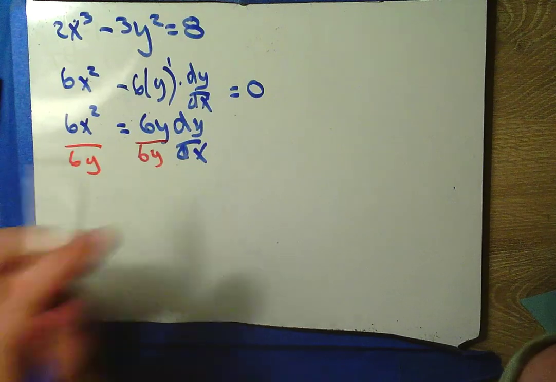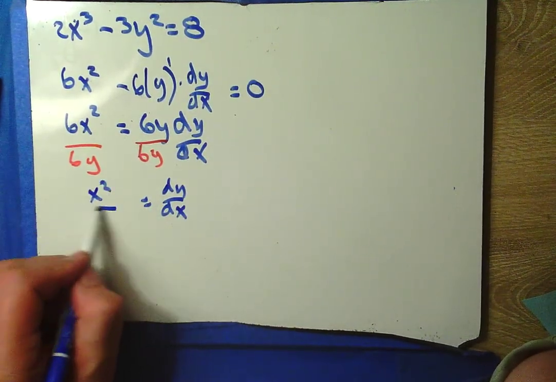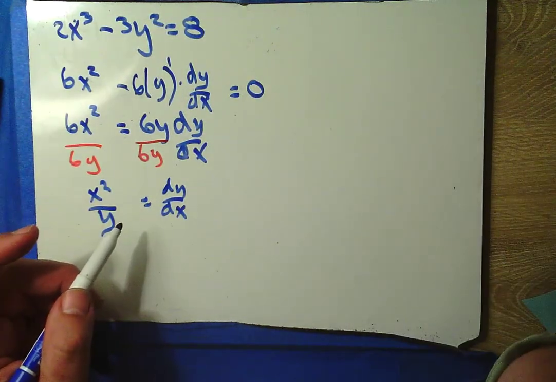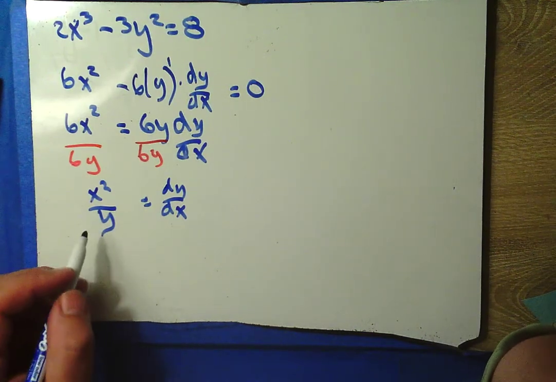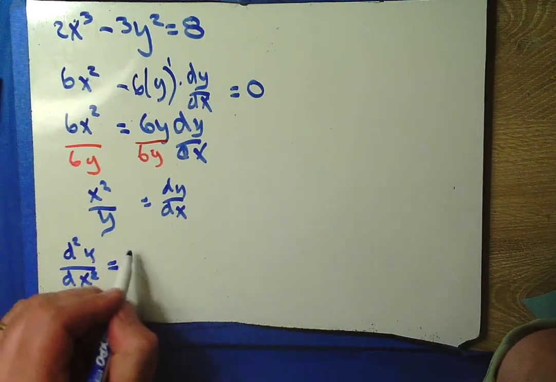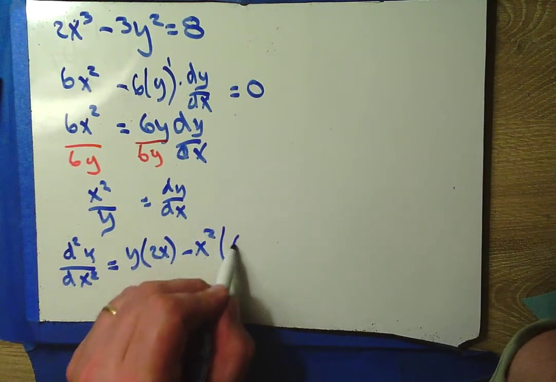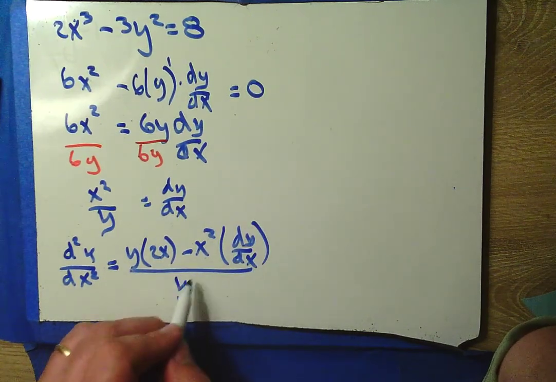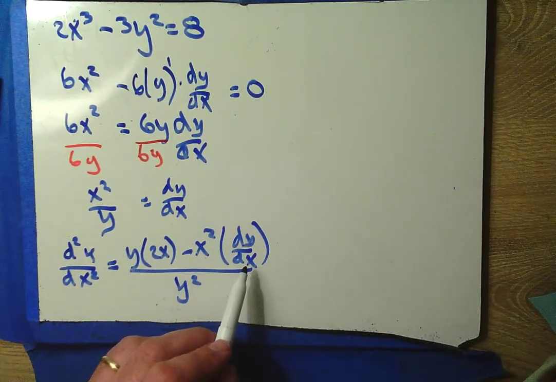And so I end up here with dy/dx equals x squared over y. But I don't want the first derivative, I want the second derivative. So if I'm going to do the second derivative, I need to use the quotient rule here. So the second derivative will be low d high minus high d low, the derivative of y with respect to x, over low squared.